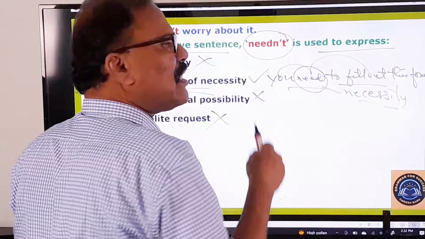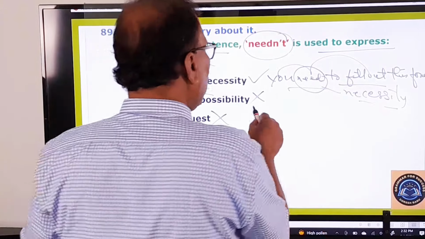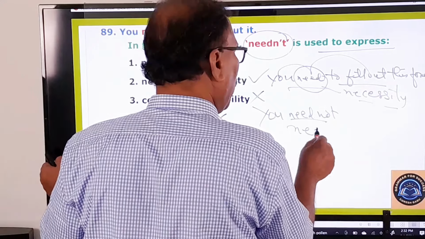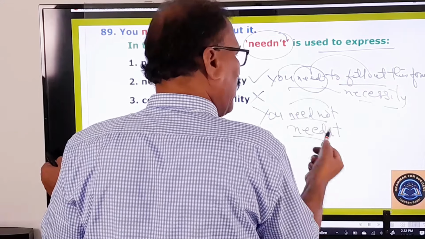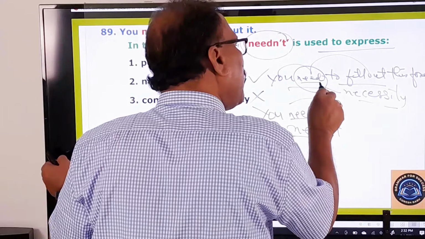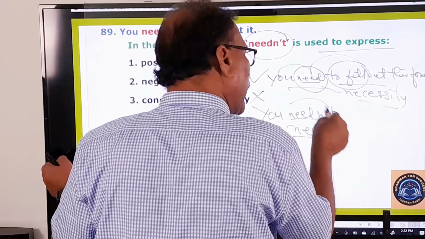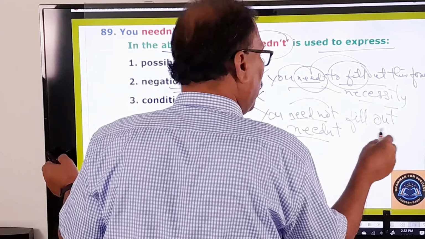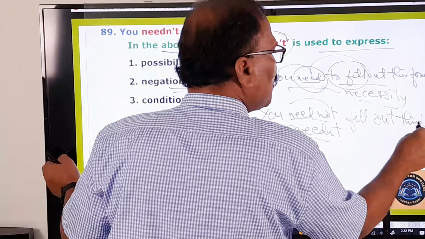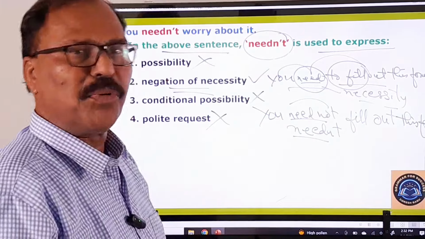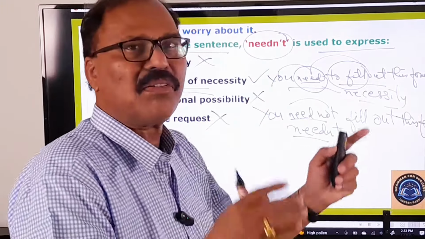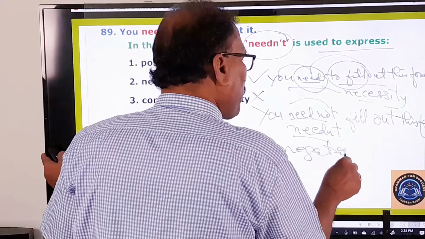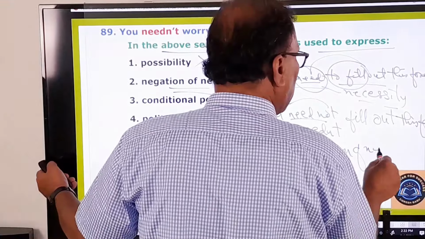The negative of necessity is not. So here you say you needn't. You need not or short form needn't. Okay, let me give you that one also. You need it. You need not or needn't. But here after this need you use the to infinitive, but after needn't you only use the plain infinitive. You needn't fill out this form. You need not fill out this form. Ee form fill out cheyalsina avasaram ledu, nimpalsina avasaram ledu. So here this is the negation of necessity.